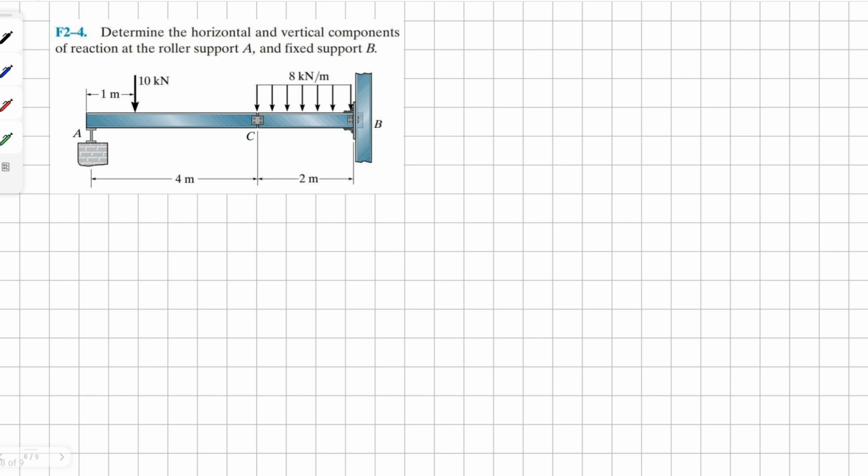For this problem, we have to determine the horizontal and vertical components at the roller support at A and the fixed support at B. Okay, so let's draw a free body diagram of the member AC.